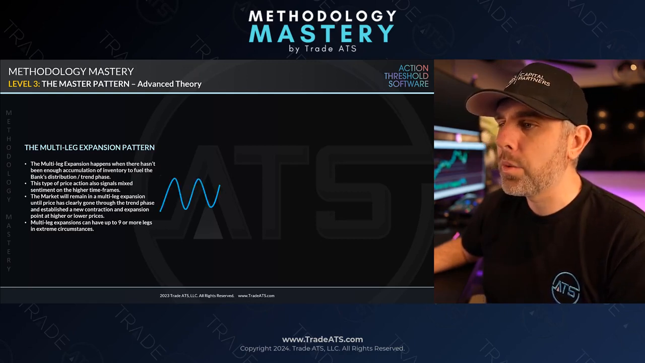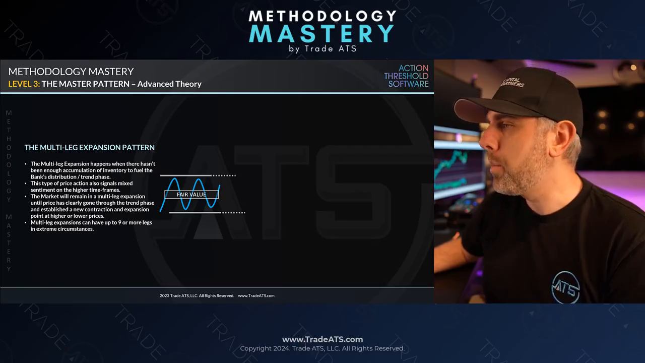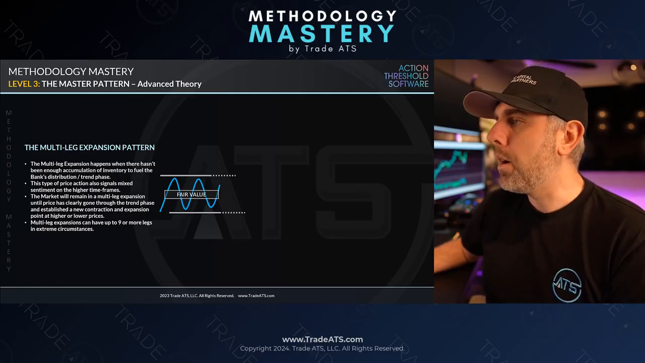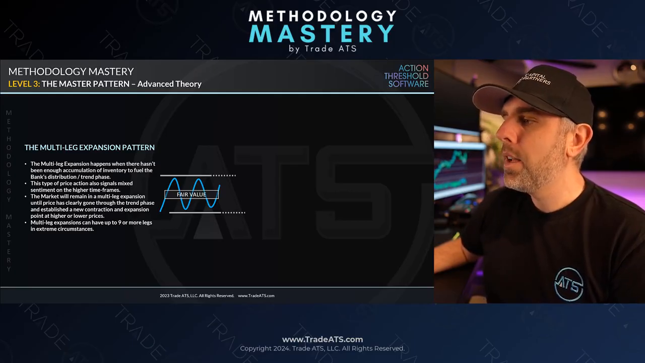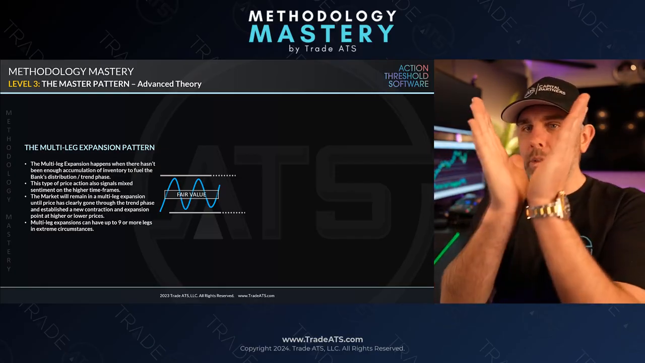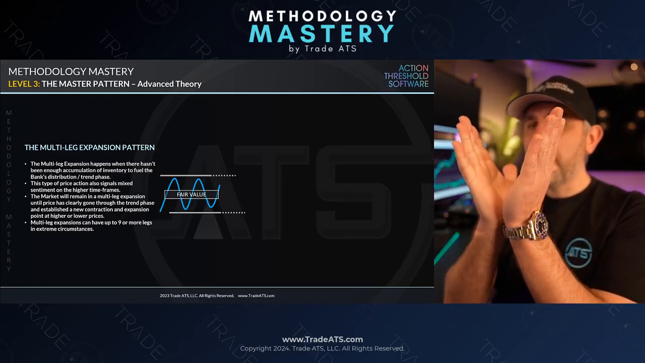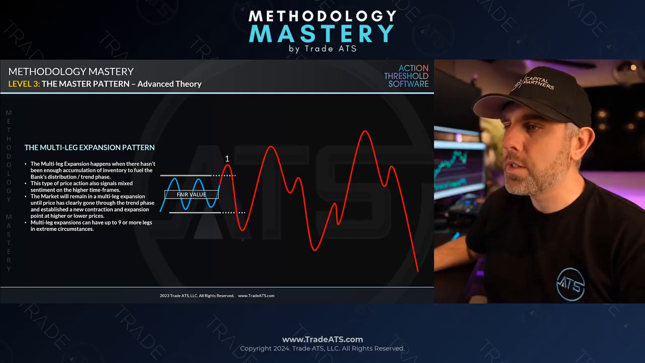So let's take a look at what this all looks like. We start with fair market value, as always, with the 3 market phases. This is what a multi-leg expansion looks like. If you picture a funnel, we all see it like a funnel, well, you could think of that, but going sideways. That's what the multi-leg expansion looks like, just like this.